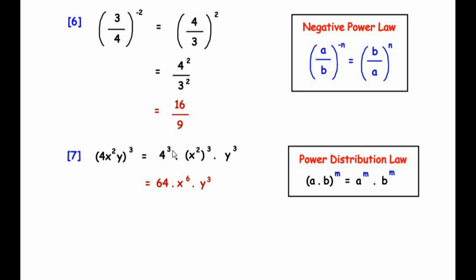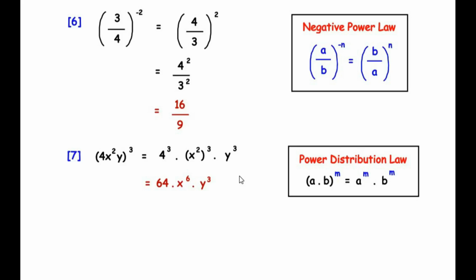So here we got 4 cube times x square raised to the power of 3 times y cube. Now in the next step we have simplified this term, that is 4 cube gives us 64 times, now using the power multiplication law we have multiplied the powers over here, giving us x to the power of 6 times y cube. Now these were some of the laws which I have considered over here.